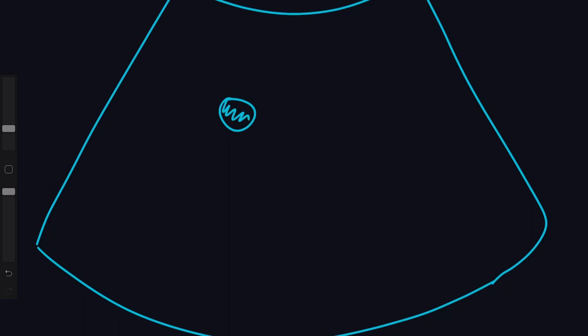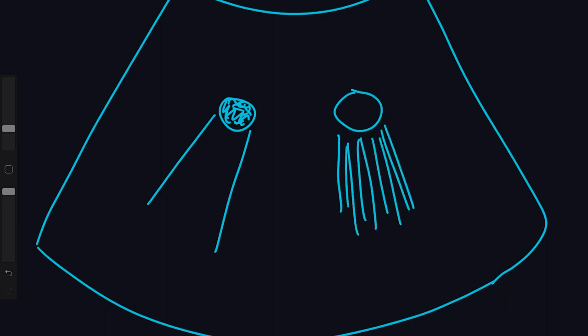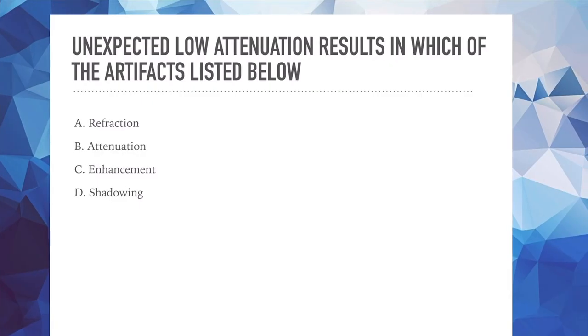So what we end up seeing is our calcified mass here will have a shadow. Our cystic mass will enhance. Because there was no attenuation through that mass, we end up with more information back here. There was 100% attenuation. Our beam didn't make it through, so it attenuated to basically 100%. We get no information. So when we look at our question, unexpected low attenuation, low attenuation, like our cyst, no attenuation, gives us what? It gives us enhancement.